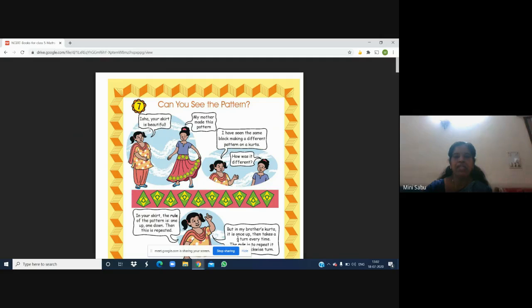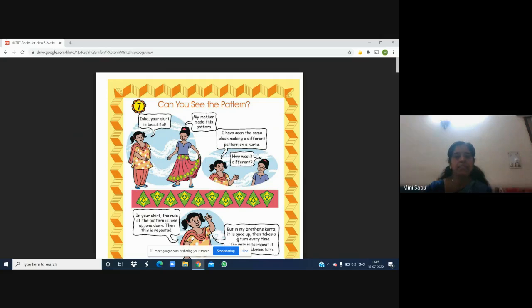Isha, your skirt is beautiful. This is Isha's friend, who tells Isha that her skirt is looking very beautiful. Isha is showing her the design of her skirt. You can see a very beautiful design here. It is a type of block print design.